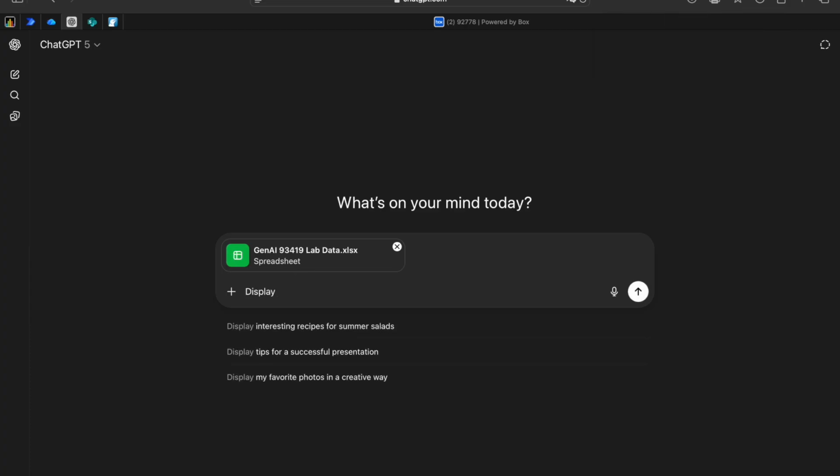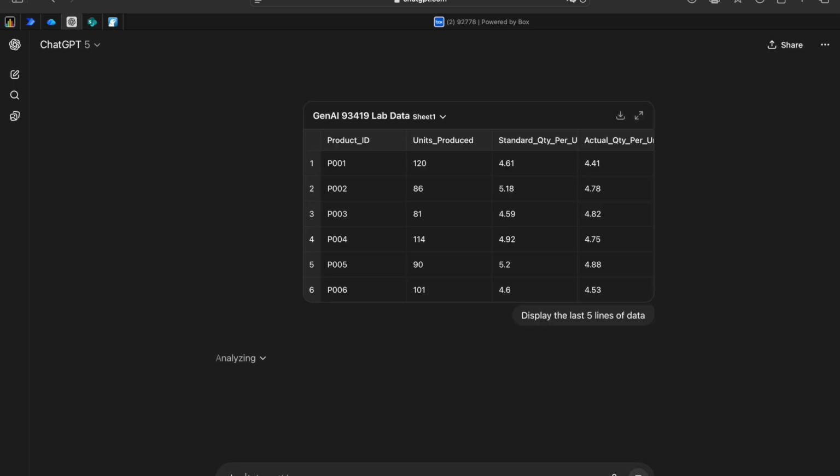Then we'll ask it to display the last 5 lines of data. And this is just to make sure that ChatGPT is not being lazy and actually reading the entire data set.